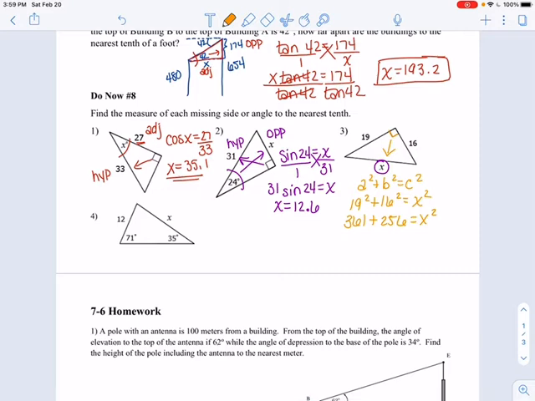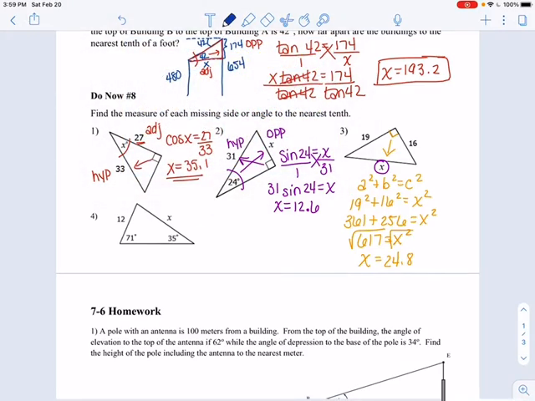361 plus 256 should give me an answer of 617. So 617 is going to equal my x squared. The opposite of squaring something is taking the square root, and the square root of 617 to the nearest tenth should be 24.8.